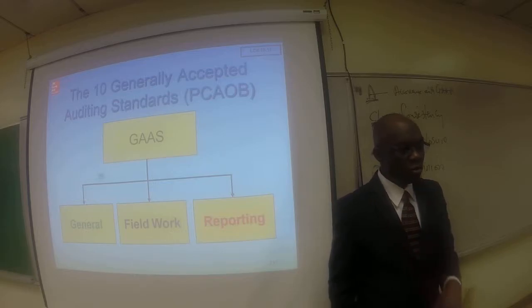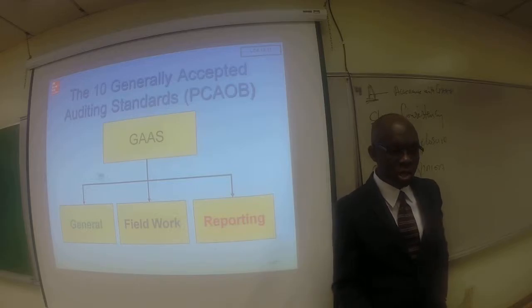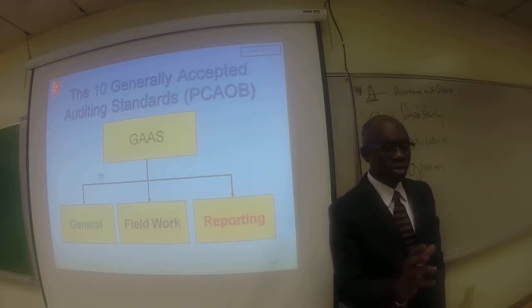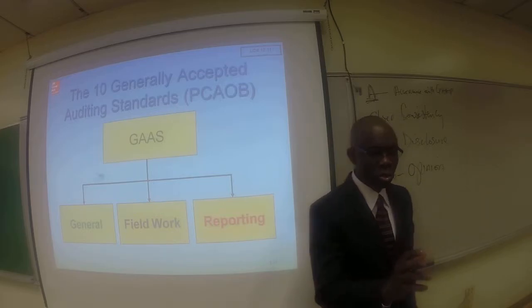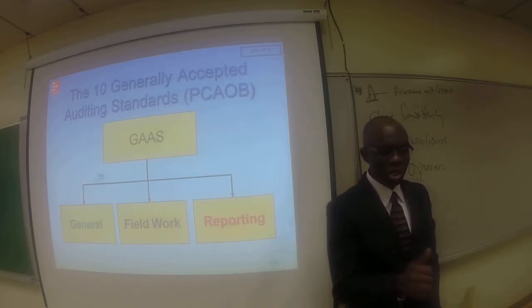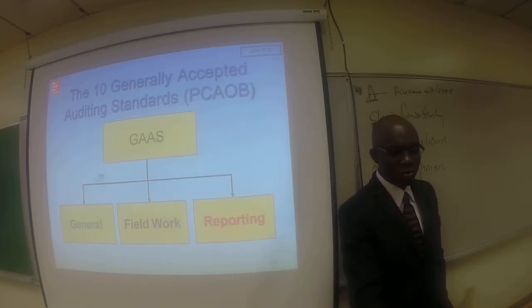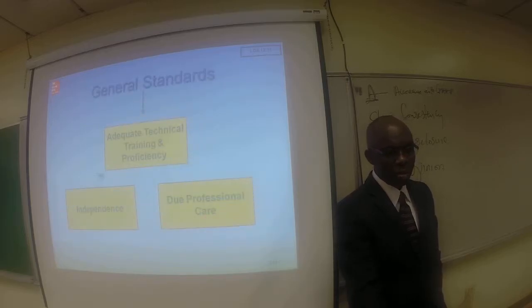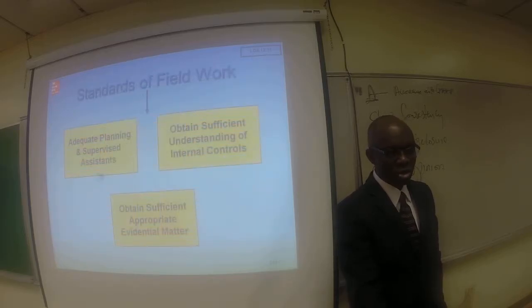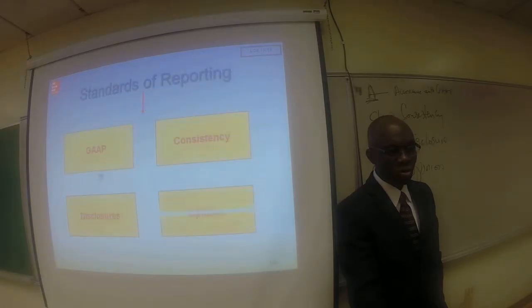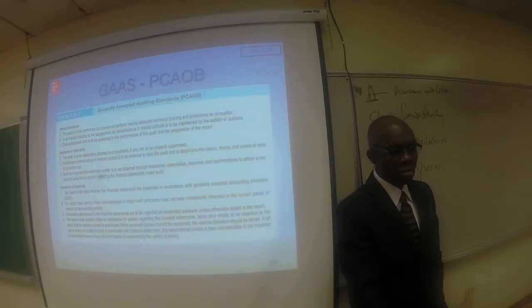Here is where we left off in part 3. We talked about the 10 generally accepted auditing standards, and we said that these 10 standards are divided into 3 categories: general standards, standards of fieldwork, and the standards of reporting. We talked about the 3 general standards, we explained the standards of fieldwork, and we also talked about the standards of reporting. Now, here is a summary of the 10 standards.